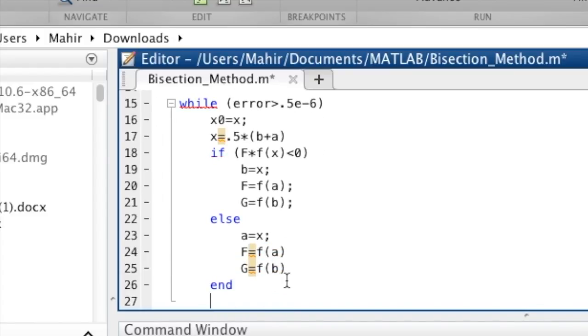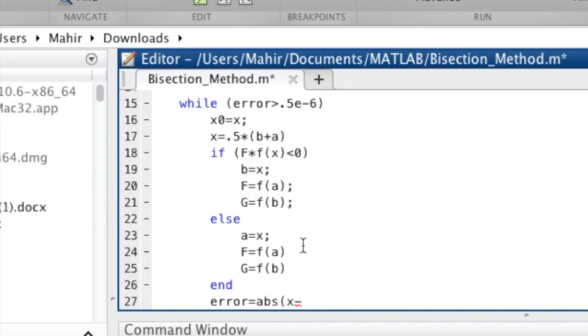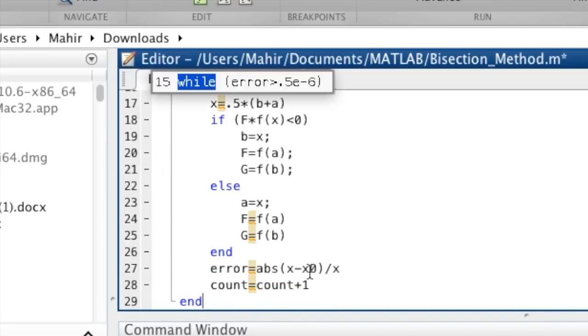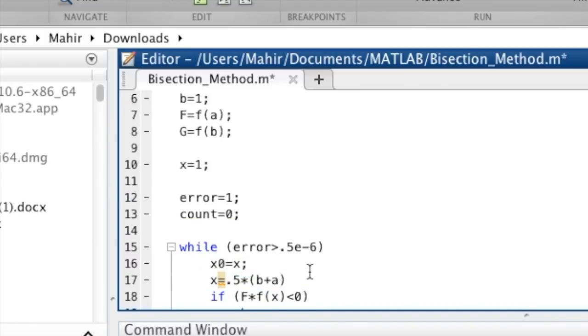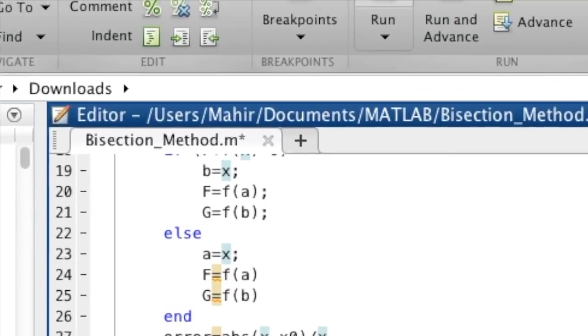And error, we need to calculate there. Error is the absolute value of the original x minus the x that's being calculated in the loop, and then the original x again, divided by x, and our number of iterations count plus 1, and display x. Did I do everything? Looks good. All right, let's run.